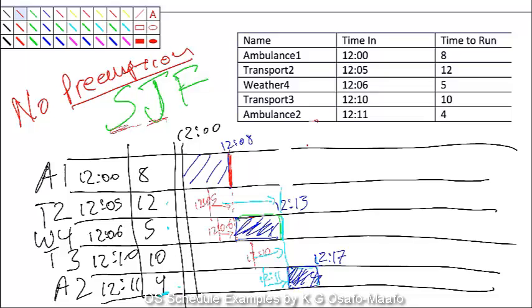There is T3 and T2. Of course, T3 has 10 minutes of time to run and 12. So we are going to let T3 run for its 12, and that means it would finish at 12:29. And finally, when I finish at 12:29, I'll then look at who else. So at that point, there's only one other person who's coming to run, and that is T2.